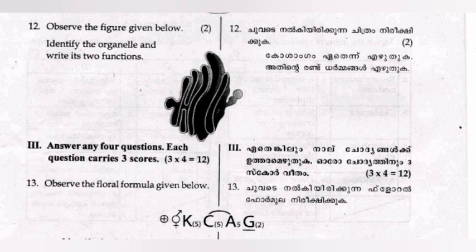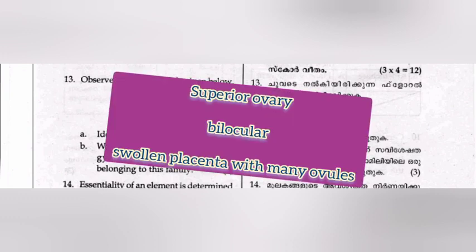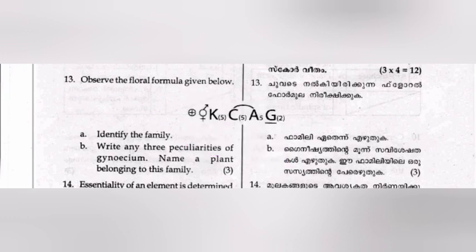13. Observe the floral formula given below. A. Identify the family. Answer: Solanaceae. B. Write any 3 peculiarities of gynoecium. Answer: Superior ovary, bilocular, swollen placenta with many ovules, bicarpellary, syncarpous. Family carries 1 mark and peculiarities carry 1.5 marks. So write any 3 peculiarities.